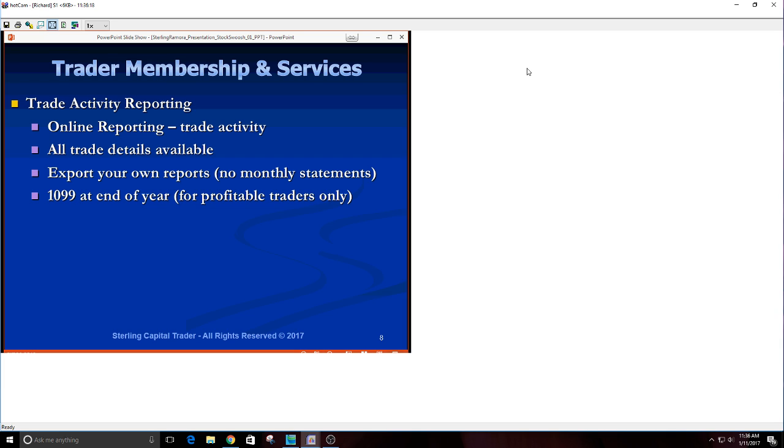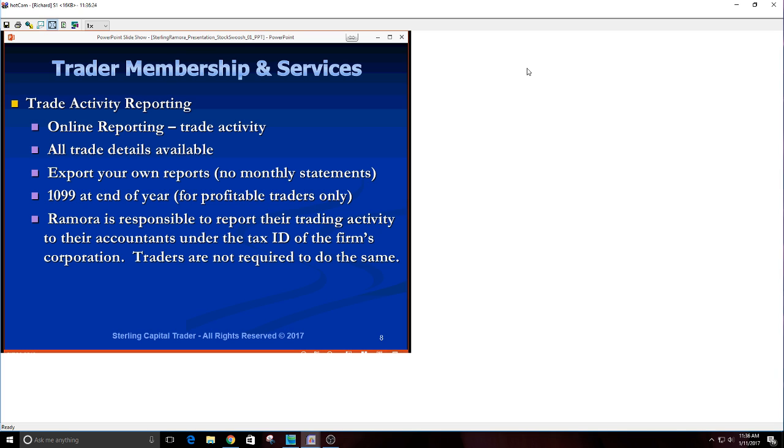We cannot provide that kind of accounting advice, but it's something you may want to look into: opening an S corp if you're here in the U.S. Remora is responsible to report their trading activity at the end of the year, meaning this.